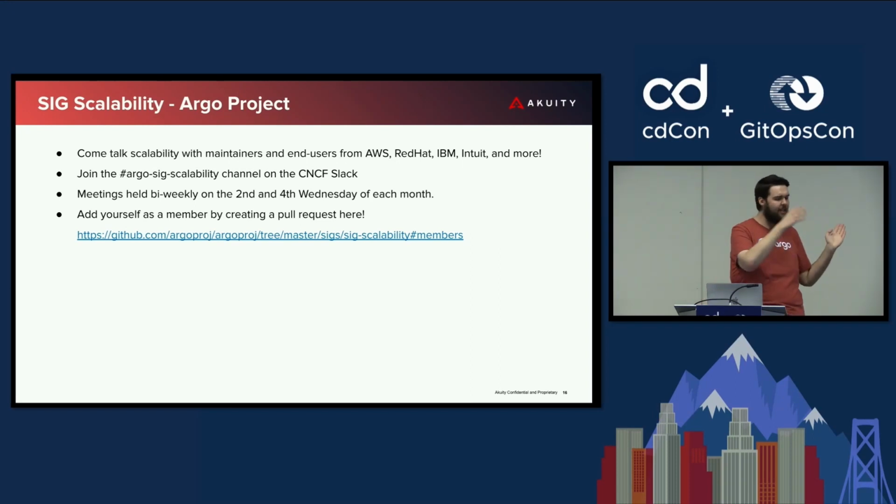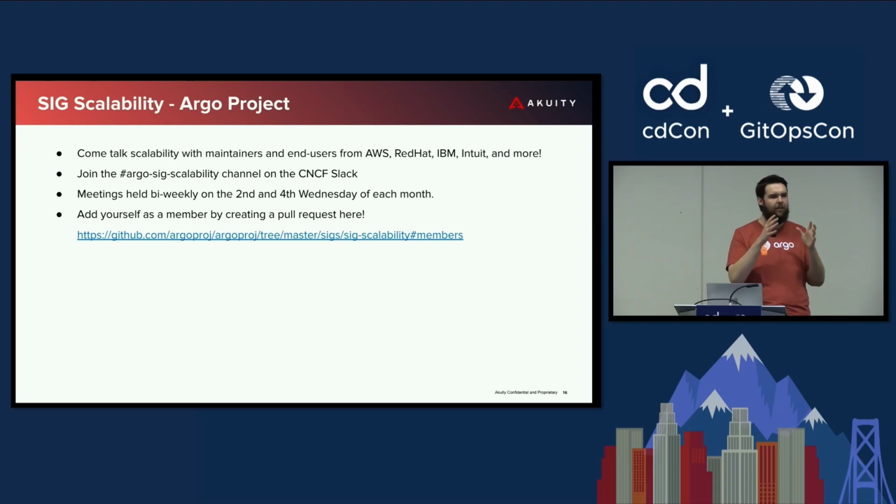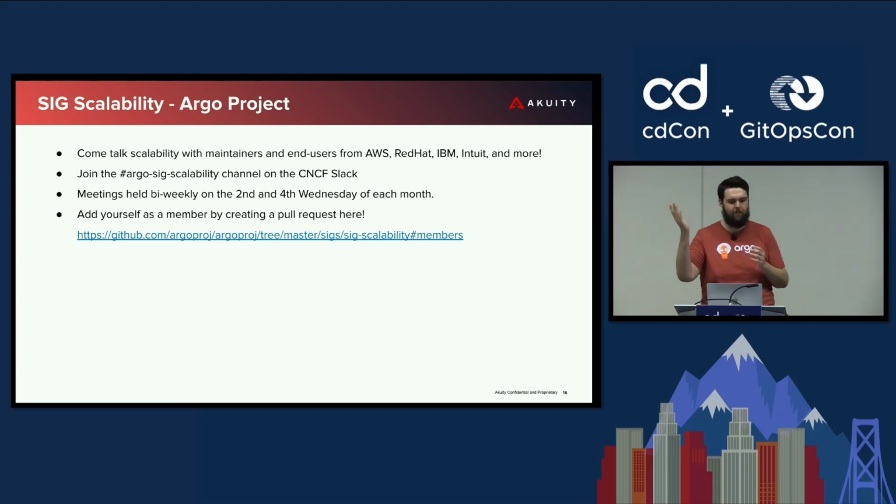Speaking of the scalability SIG that I mentioned in the beginning, we are looking for end users of Argo CD, whether you're running at a small scale and you're struggling to find the right information on how Argo CD is going to scale in the future, or you're running 10,000 application sets like one of our members, and you want to know how Argo CD is going to handle that, or you're actively facing scalability challenges. I recommend coming and joining the scalability SIG, where you can meet with other end users like AWS and Red Hat and IBM and Intuit to come and hang out and tell us your stories.